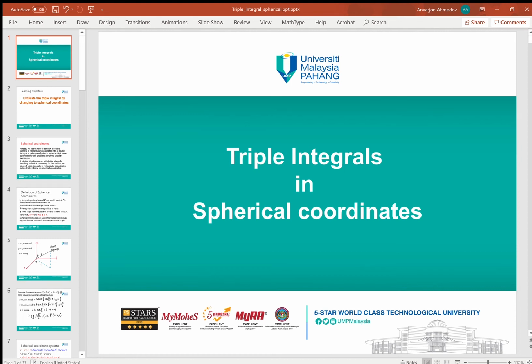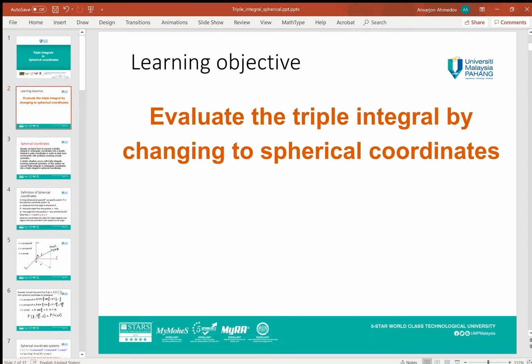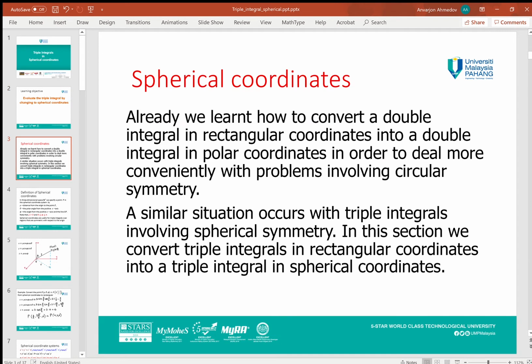Triple integrals in spherical coordinates. The objective is to evaluate the triple integral by changing to spherical coordinates. We have already learned how to convert a double integral in rectangular coordinates into a double integral in polar coordinates.